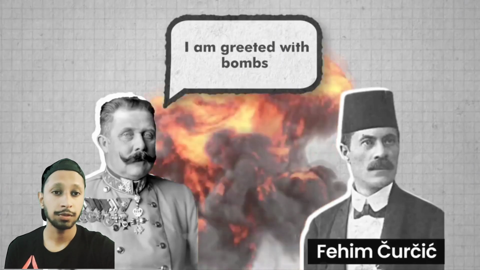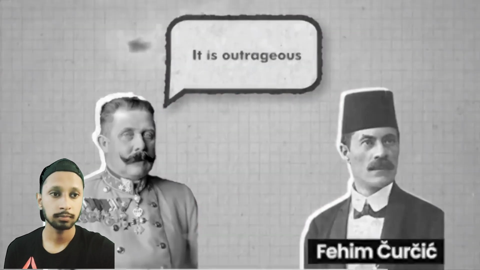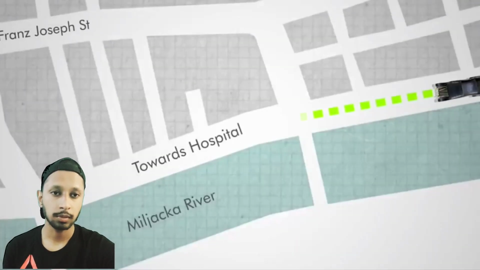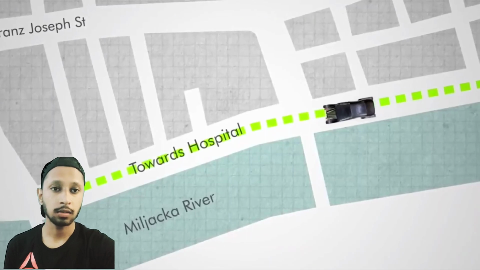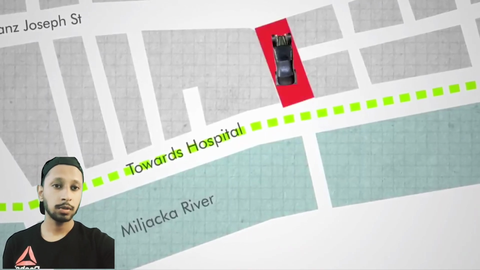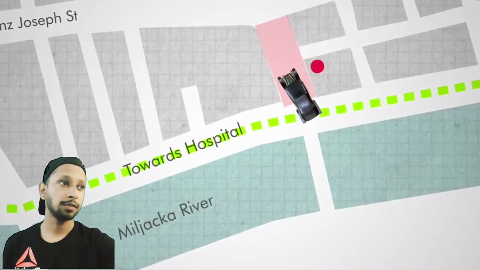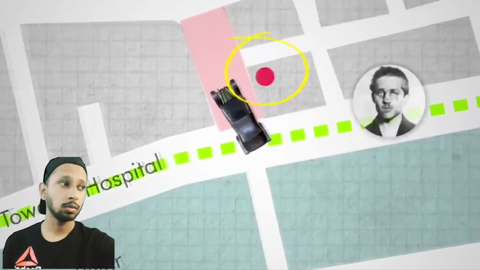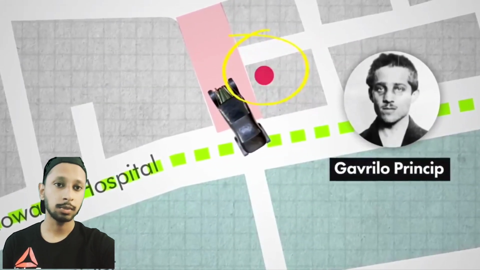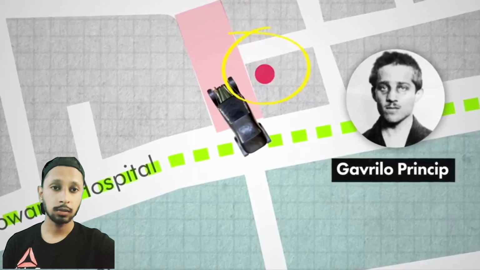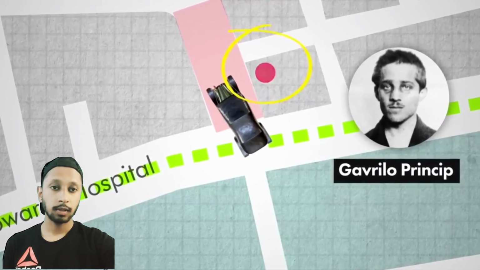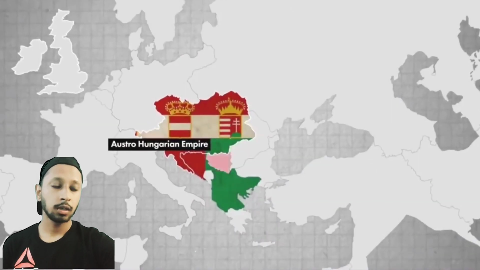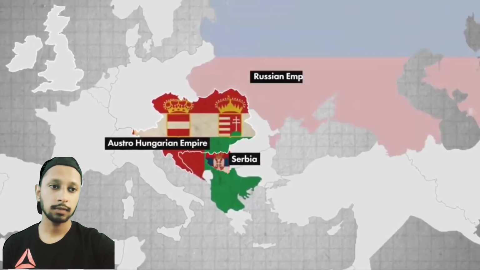Then Prince Ferdinand escapes the attack and goes straight to the hospital to see the injured people. Prince Ferdinand was furious that he was greeted with bombs. And on the way to the hospital, something terrible would happen to the prince. His car takes a wrong turn, and the prince quickly realizes that he was 5 feet away from a revolutionary. The revolutionary was a 19-year-old student called Gavrilo Princip, and that's when Gavrilo assassinates the prince.